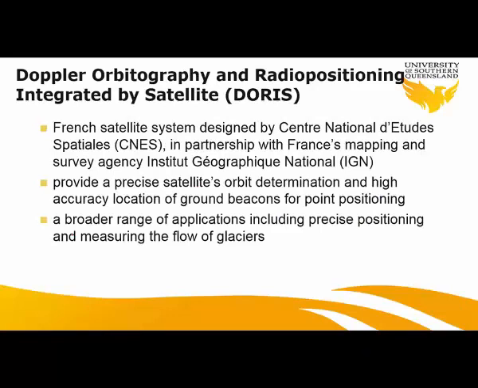What you might hear is Doppler orbitography and radio positioning integrated by satellite, or we call it DORIS, which is a French satellite system. It started to be used for precise satellite orbit determination, but later on it was also used for broader applications, including measuring the flow of glaciers, which is very important for our environment, especially when we are talking about global warming. These things come into play.